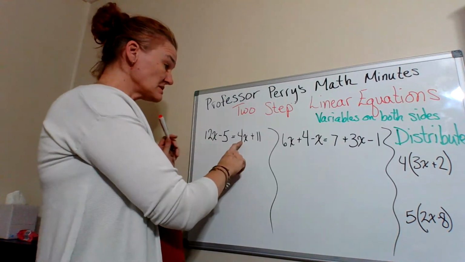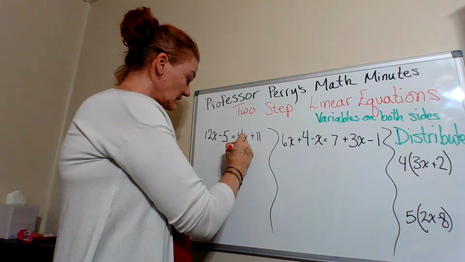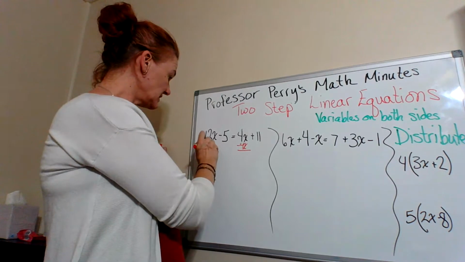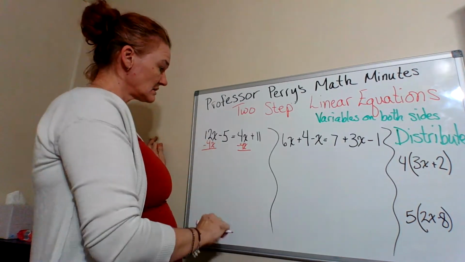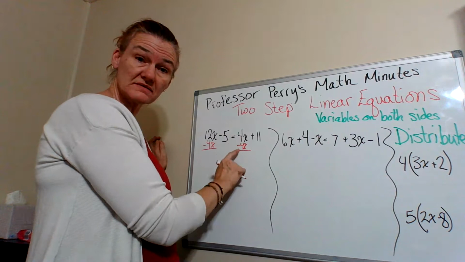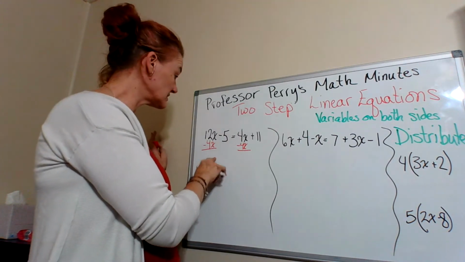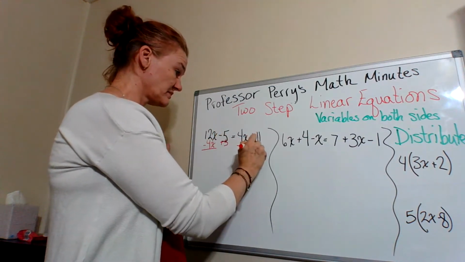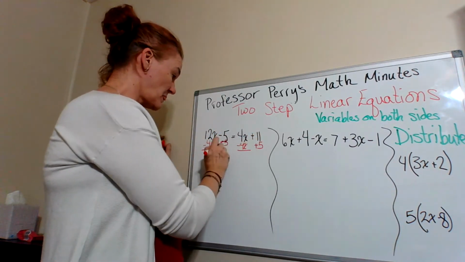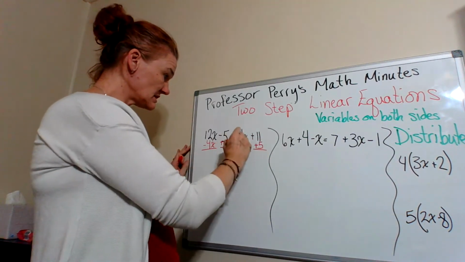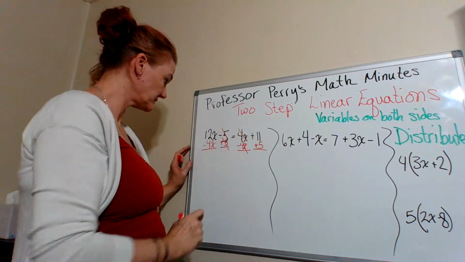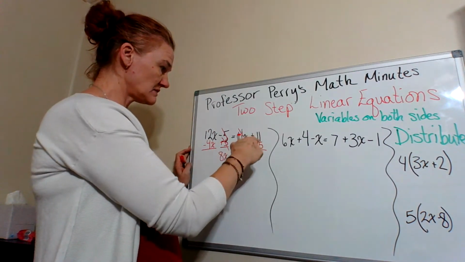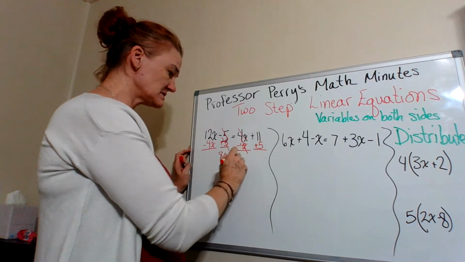So this is a positive 4x. I'm going to put in a minus 4x under this one. Then over here on my x, because that's positive, so I go subtract and subtract. This is a minus 5, so I need plus 5. So this cancels. This cancels. You have 8x left on this side, and you have 11, 12, 13, 14, 15, 16 left on this side.